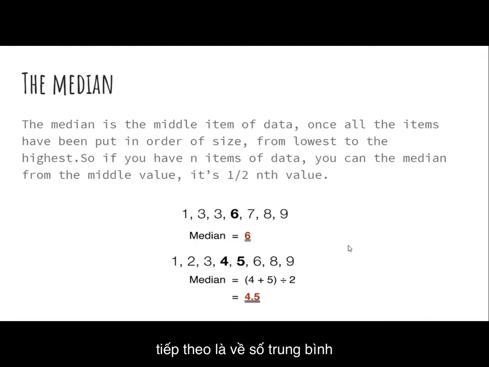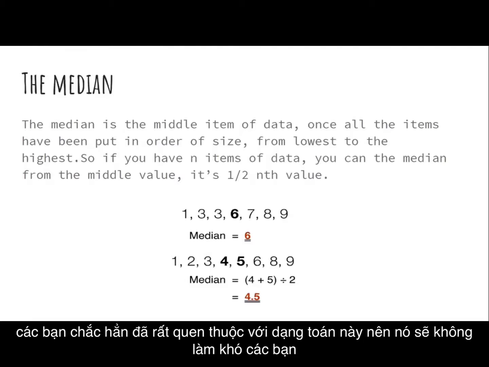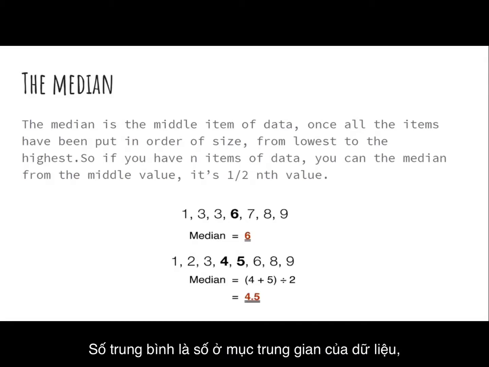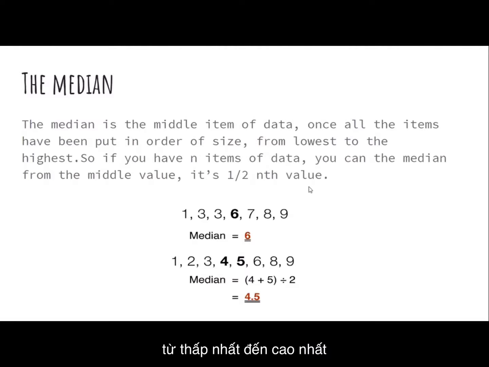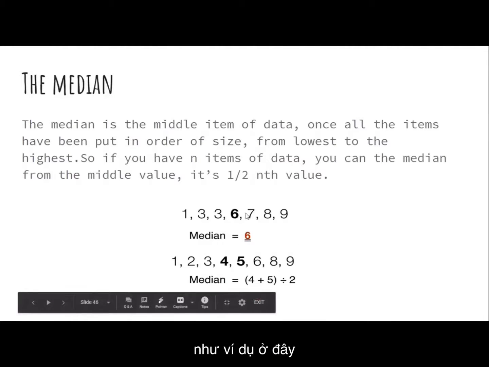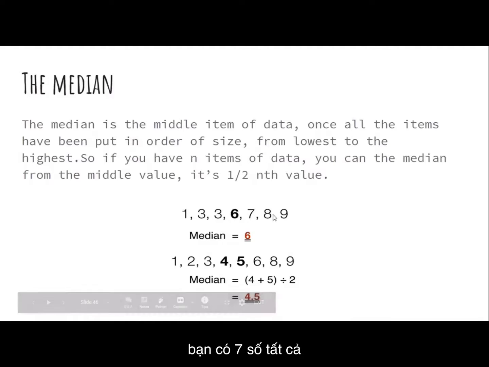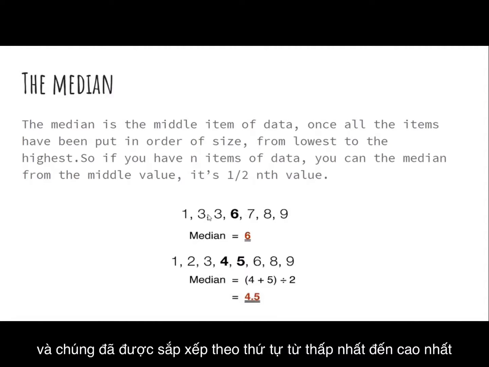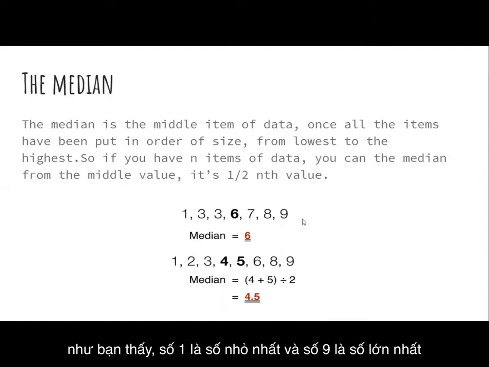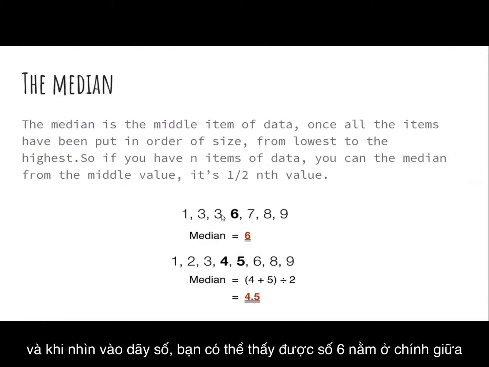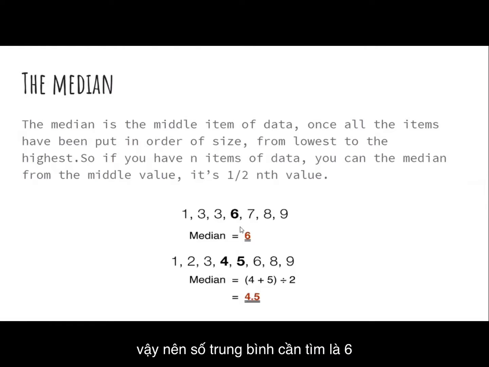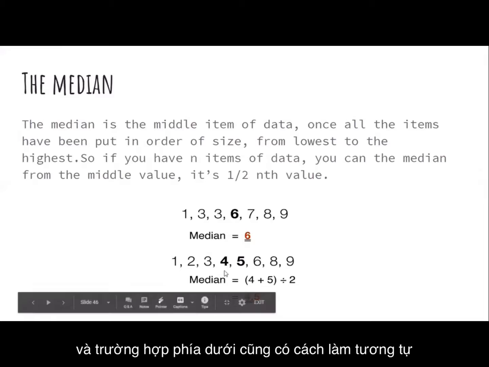And next up, the median. I think you are used to it, so it must not be very hard for you. The median is the middle item of data once all the items have been put in order of size from lowest to highest. For example, you have 7 items, and you place them in order of size from lowest to highest. You see here, the lowest is 1 and the highest is 9, and the middle item is your median. So the middle item, and so your median will be 6. And the same for this case.